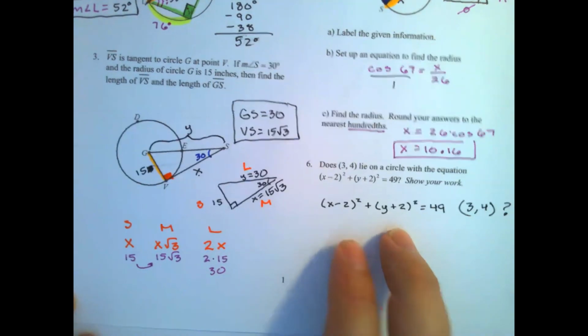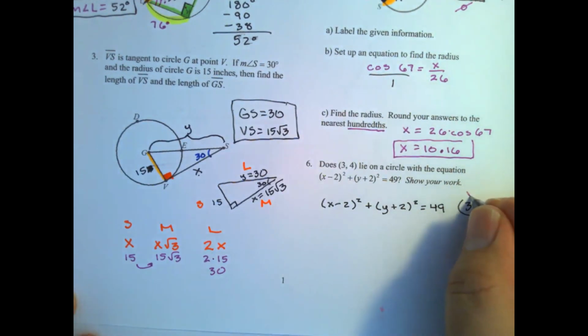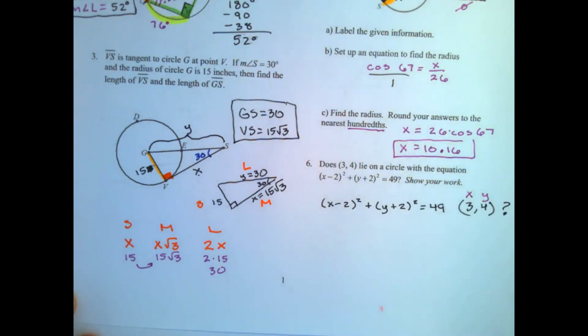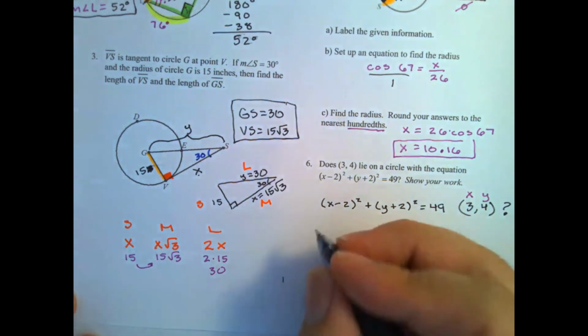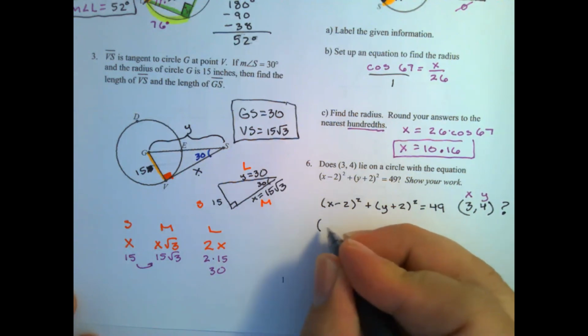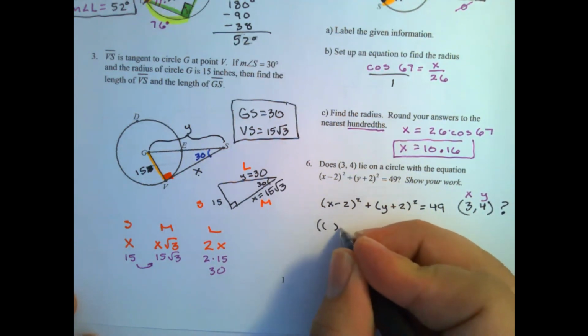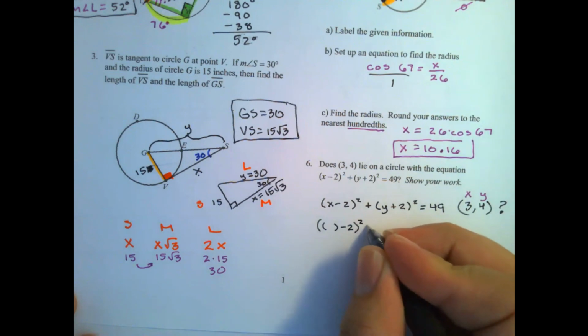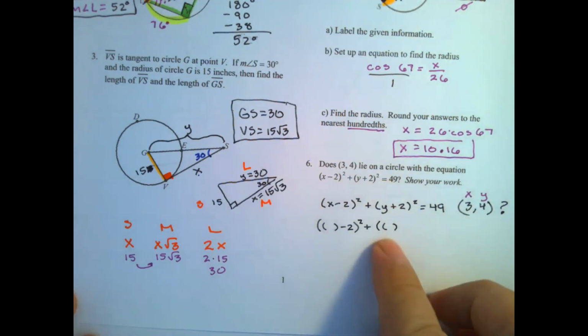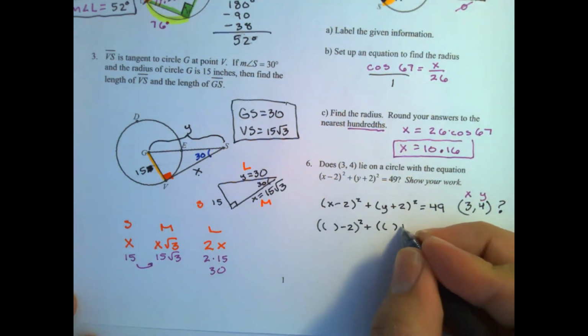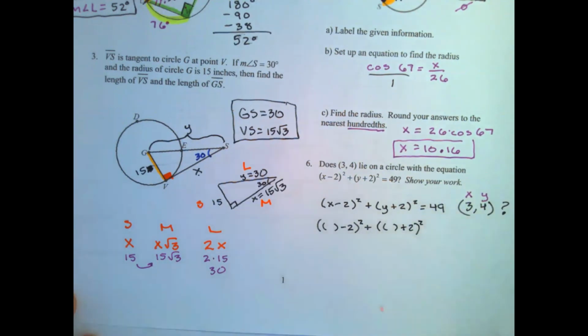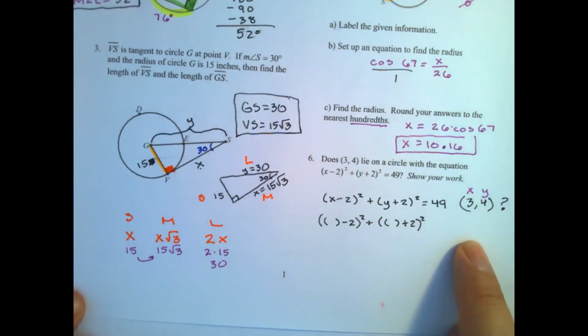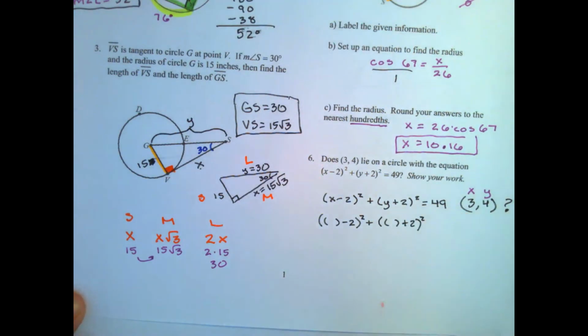Well, there's only one way to find out. Look, here's your X, here's your Y. So this is what you're going to type into Desmos. X minus 2 squared. Y, look, I'm putting an extra parentheses here, plus 2 squared, and that's it. You're not going to put equals 49. You're going to check and make sure that it equals 49. If it doesn't equal 49, then it's not on the circle.